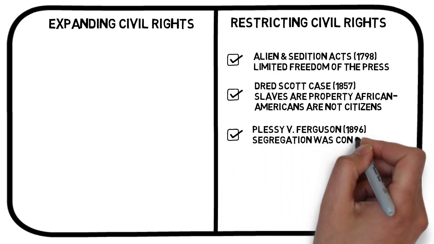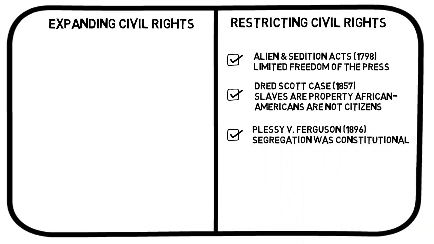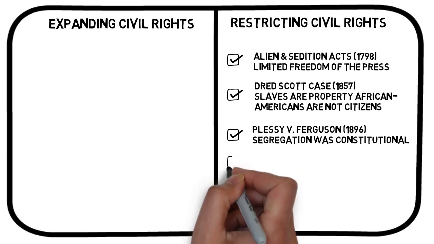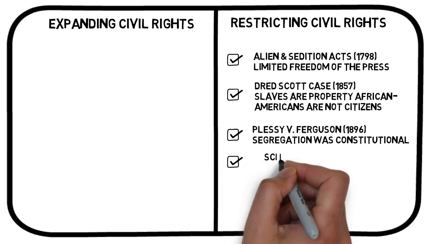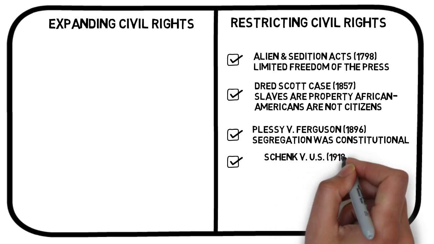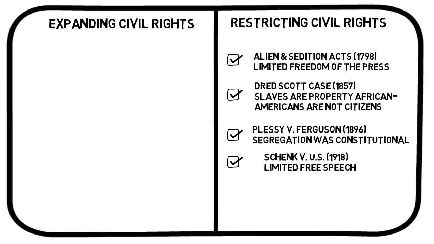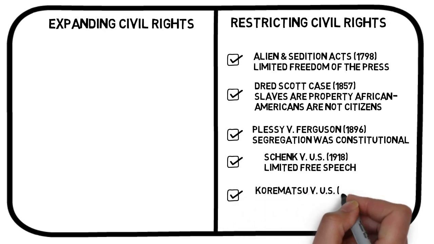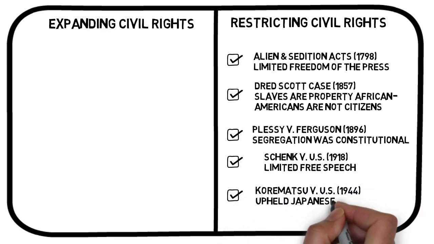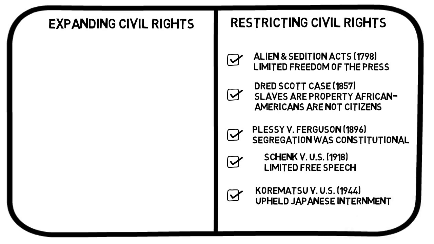In the 1896 Supreme Court case Plessy v. Ferguson, racial segregation laws in the South were upheld by the Supreme Court. During World War I, the federal government passed laws that clearly restricted freedom of speech. However, the Supreme Court upheld these laws as a matter of national security in the case Schenck v. U.S. During World War II, thousands of Japanese Americans were imprisoned in internment camps, an action that was upheld by the Supreme Court in the court case Korematsu v. U.S.